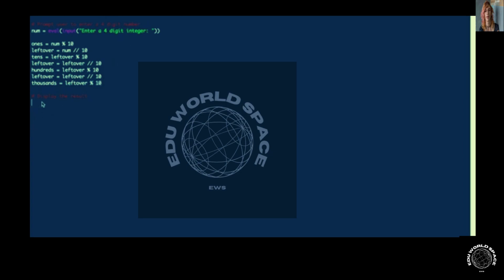So now we want to display that in reverse order. So we're going to print the reversed number is. So we're going to display the ones first, right? So the ones, but the ones is going to be the thousands. So we have to multiply that by 1,000 plus the tens times 100 plus the hundreds times 10, plus the thousands times 1, but obviously I don't need to put that.